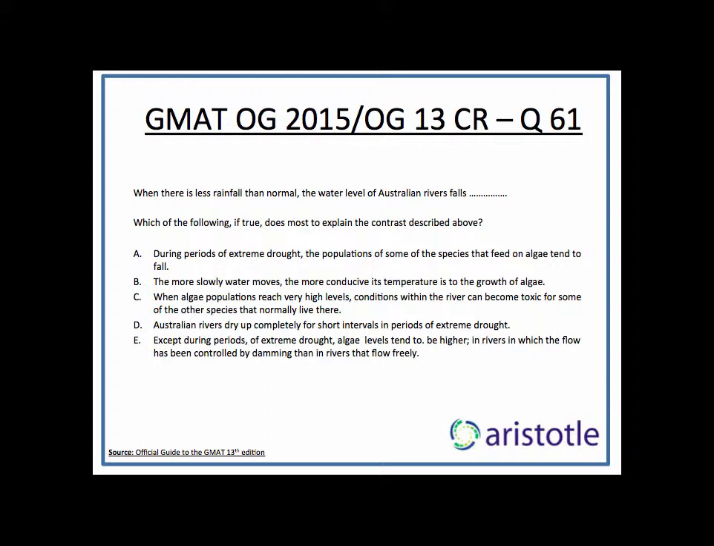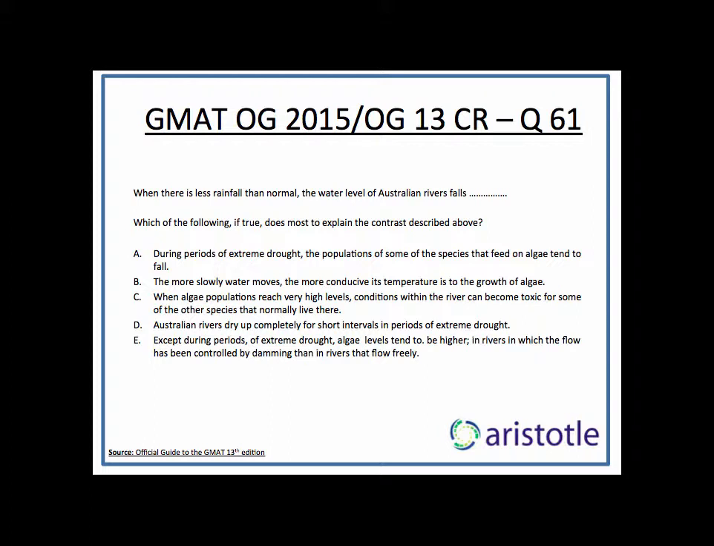We are looking at question 61 from the OG13 Critical Reasoning chapter. The stimulus says, when there is less rainfall than normal, the water level of Australian rivers falls and the rivers flow more slowly. So when there is less rainfall, the rivers flow slowly. Because algae whose habitat is river water grow best in slow moving water, the amount of algae per unit of water generally increases when there has been little rain. So little rain means slow moving water means more algae.